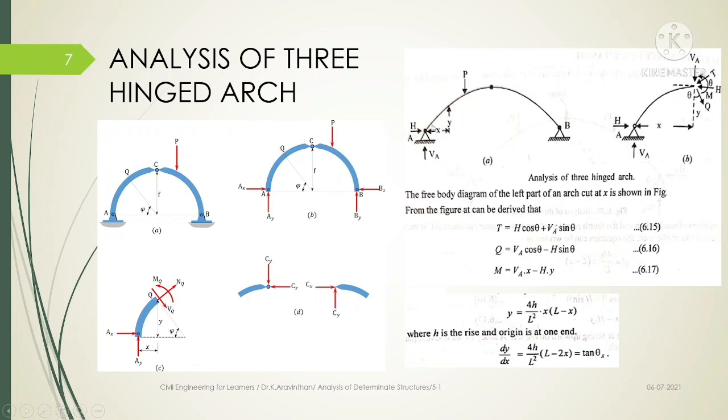So if you need theta, you can use tan theta equal to 4h by L square. Instead of x into L minus x, you can use L minus 2x, and if you use this formula, you will be getting the angle of this triangle. So whatever might be your distance, you can find the angle.